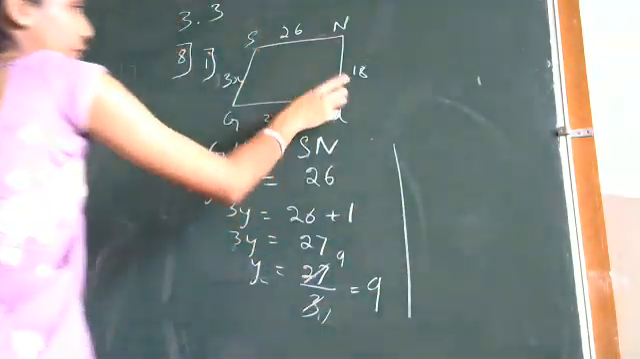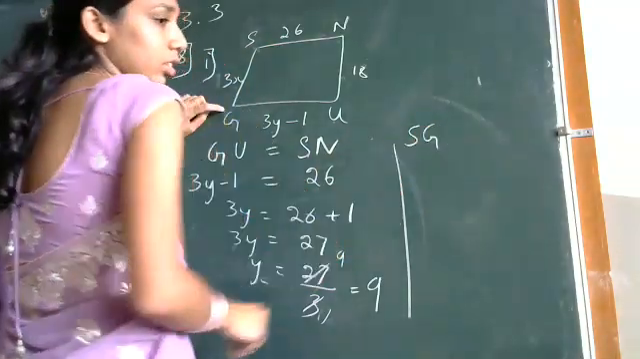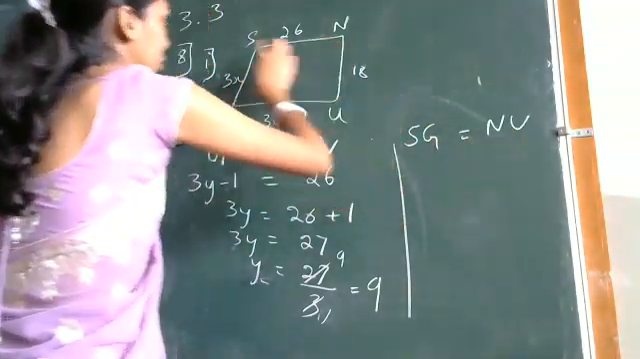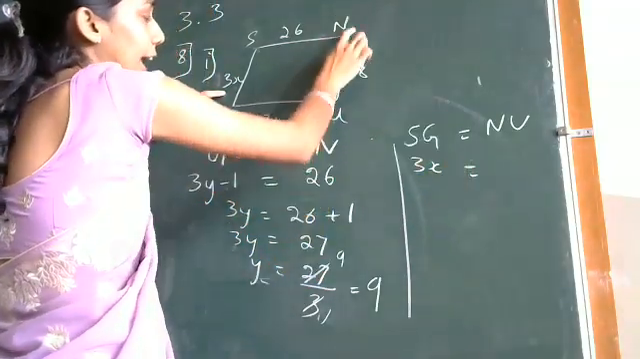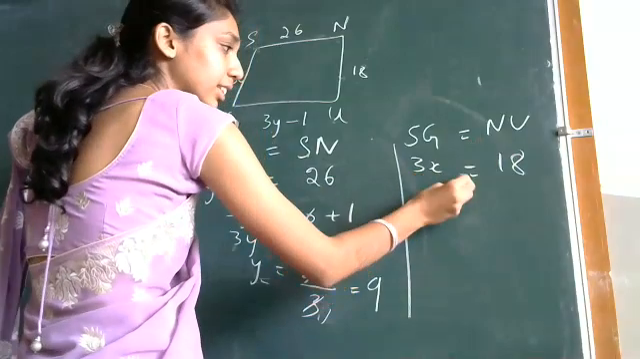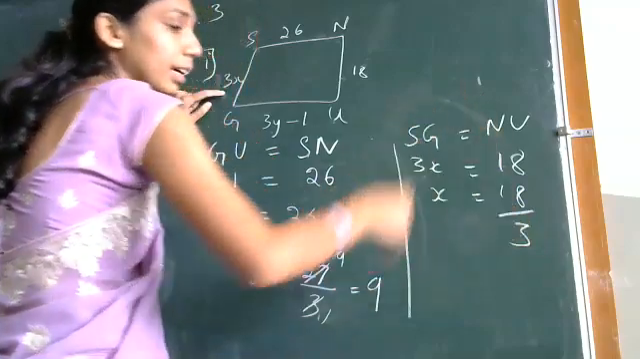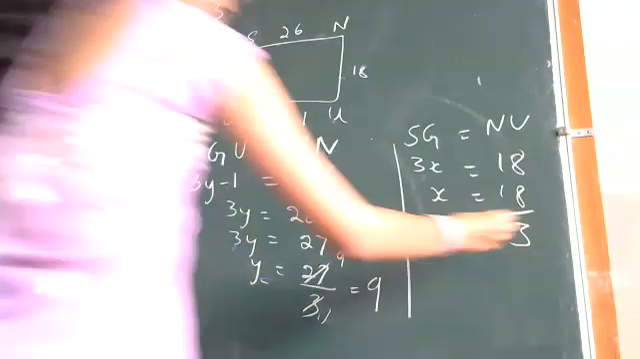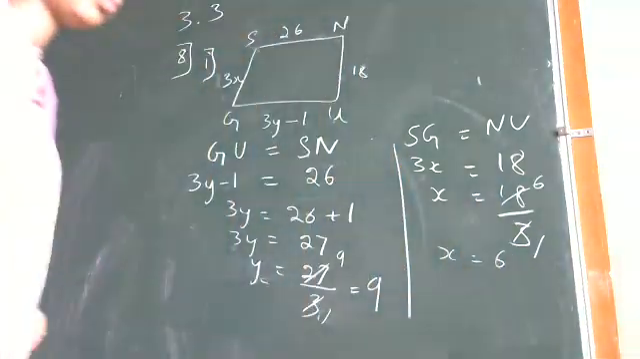Then next what we need to find? We need to find the value of x. So next we should find SG and NU, that is SG is equal to NU. So this is equal to this. What is this mentioning? 3x. So 3x is equal to what is NU? NU is equal to 18. So 3x is equal to 18. So x is equal to 18. This 3 coming this side with 18 becomes 18 upon 3. So what is 18 upon 3? 6. That is 3 ones are 3, 3 sixes are 18. So x is equal to 6. Correct?